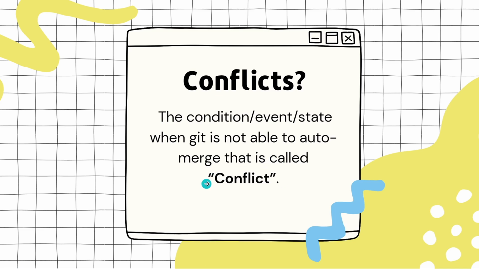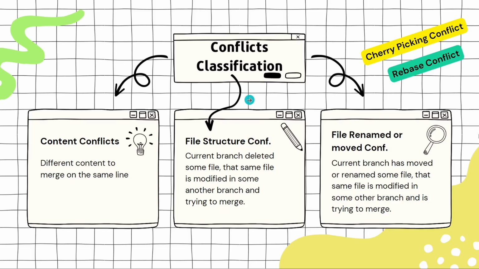Although there are some classifications that we can see on online resources or forums, so let's start seeing them. The first one is content conflict, the one that we have discussed: different contents to merge on the same line. The second one is file structure conflict. Let's say the current branch deleted some files, and that same file is modified in another branch, and you are trying to merge both of those branches. In that case, there will be a file structure conflict.